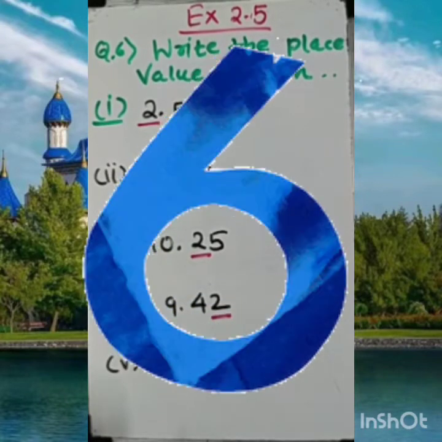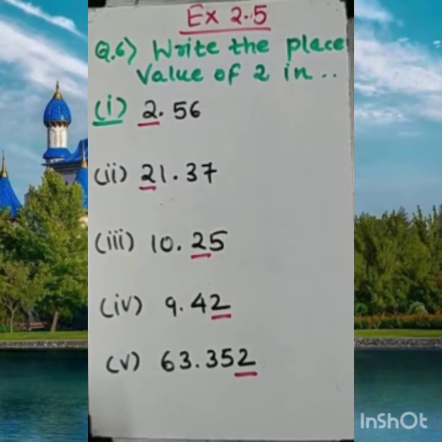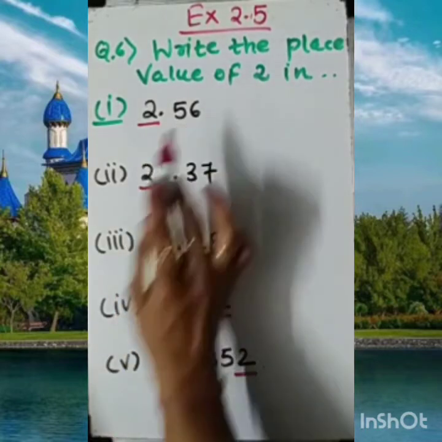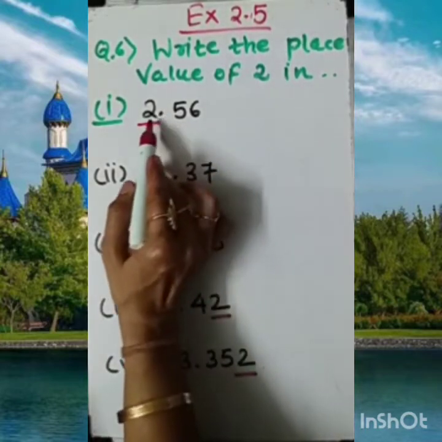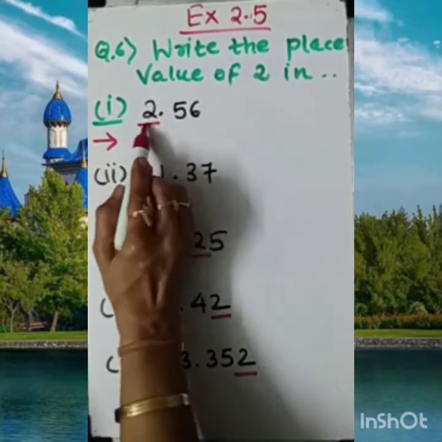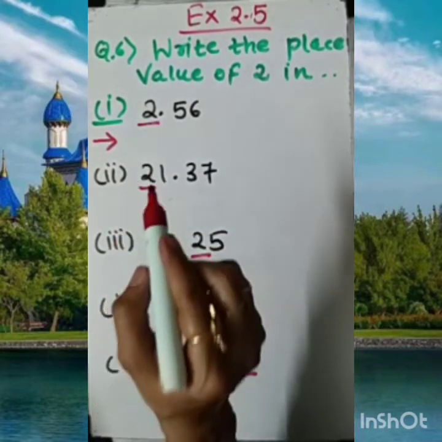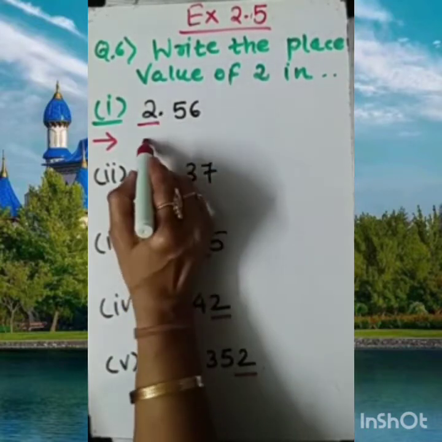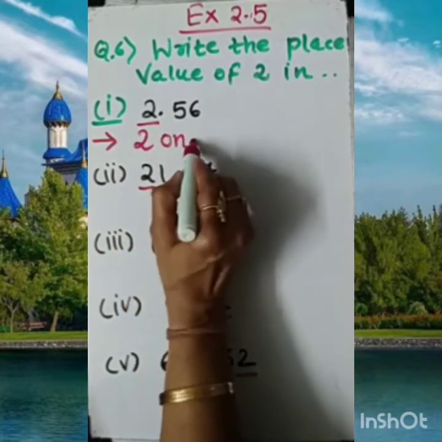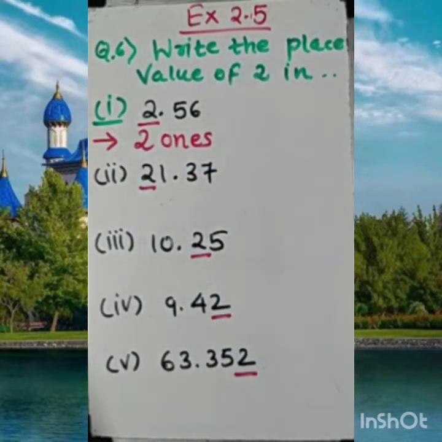So dear student, here in question number 6 we are given: write the place value of 2 in the given decimal numbers. Okay, the first one is 2.56. So you can see 2 is here and it's before the decimal. Before the decimal, first position, it indicates 2 ones. It is on the ones place. That is considered as the ones place, O-N-E-S. Okay, don't write O-N-C-E, once. That is not here. Here it is O-N-E-S, ones.